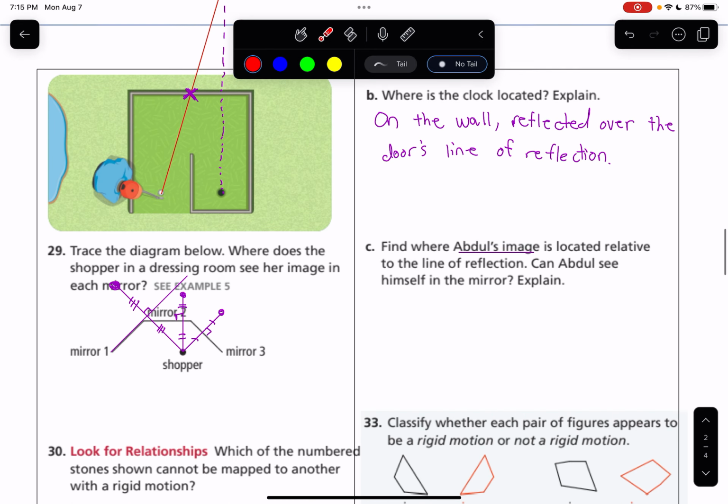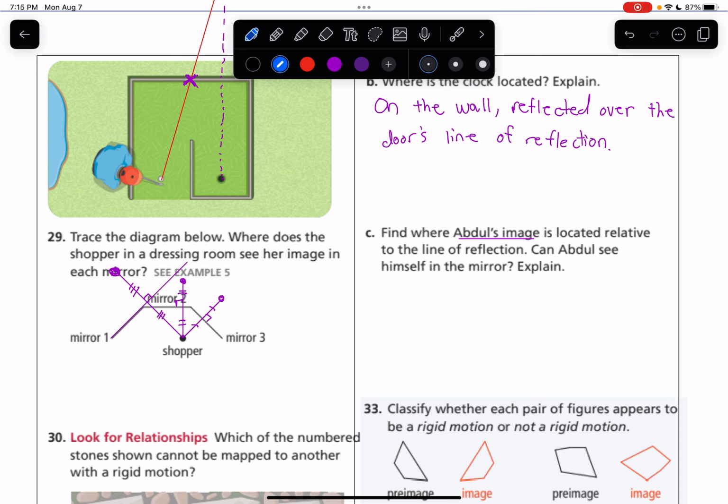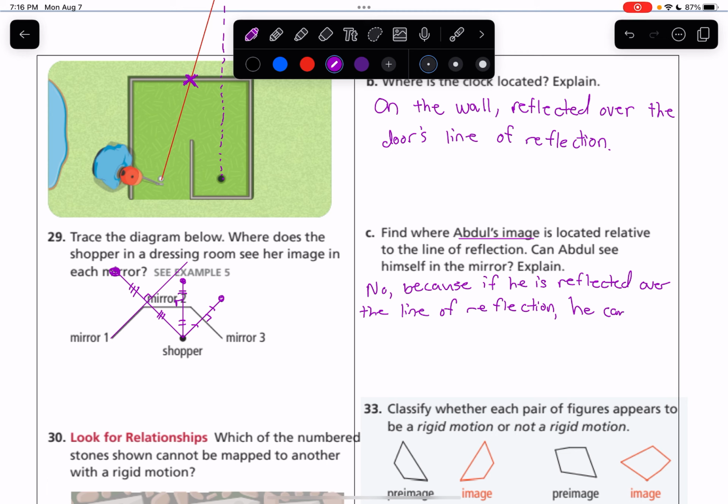So we'll write that up here. Can Abdul see himself in the mirror? And we will say no, because if he is reflected over the line of reflection, then he can't see his reflection by looking in the mirror.